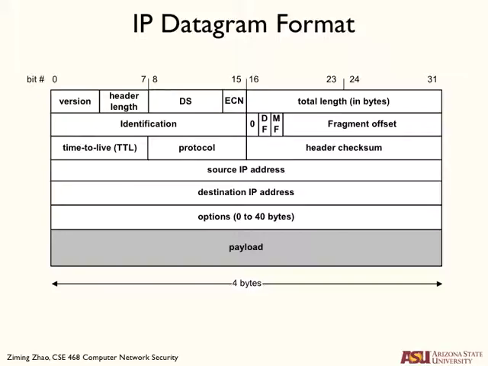This is what an IP datagram looks like. We already took a look several weeks ago. We have a source IP address, which is 32 bits for IPv4. We also have another 32 bits for the destination address. Today we will see several other fields.